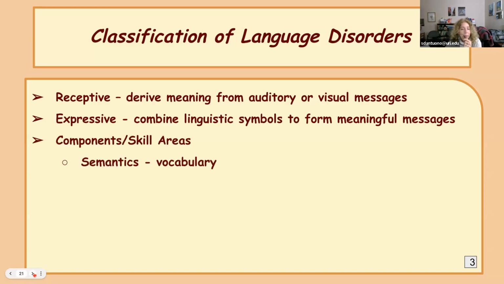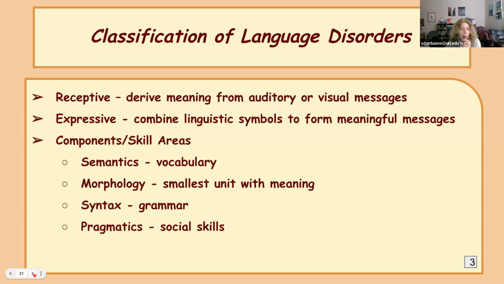So here are some skill areas: semantics, vocabulary, morphology, which is the smallest unit with meaning, syntax, which is grammar, pragmatics, social skills, and phonology, which, as I mentioned before, affects literacy.